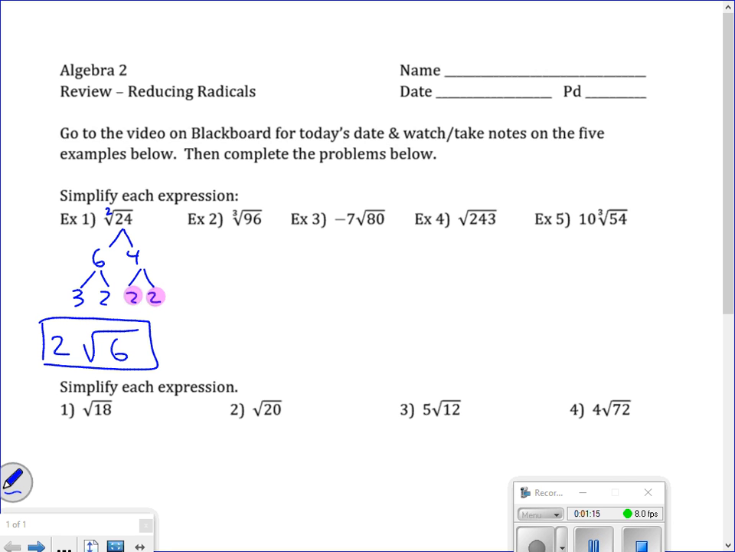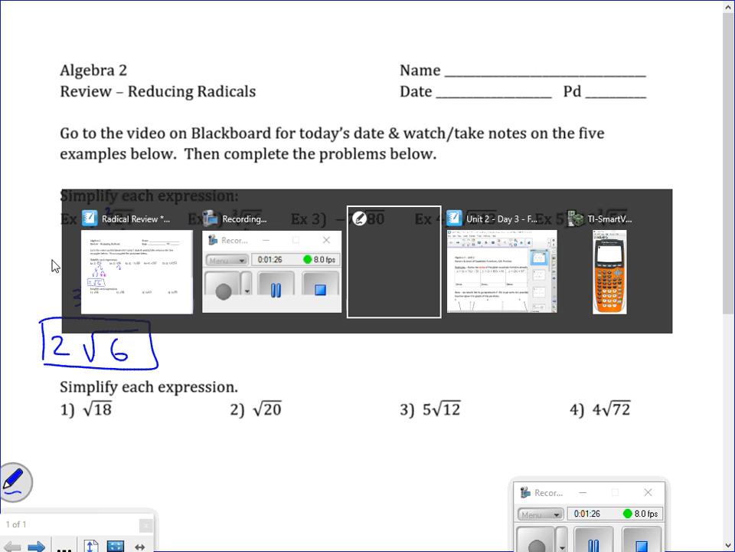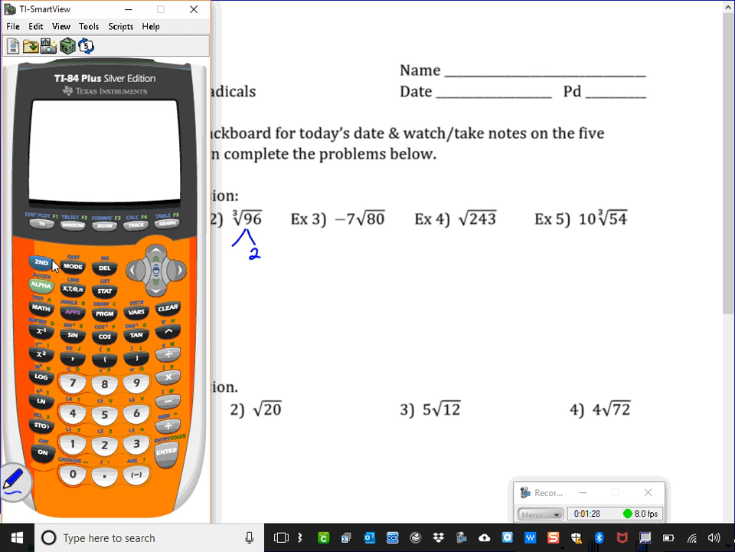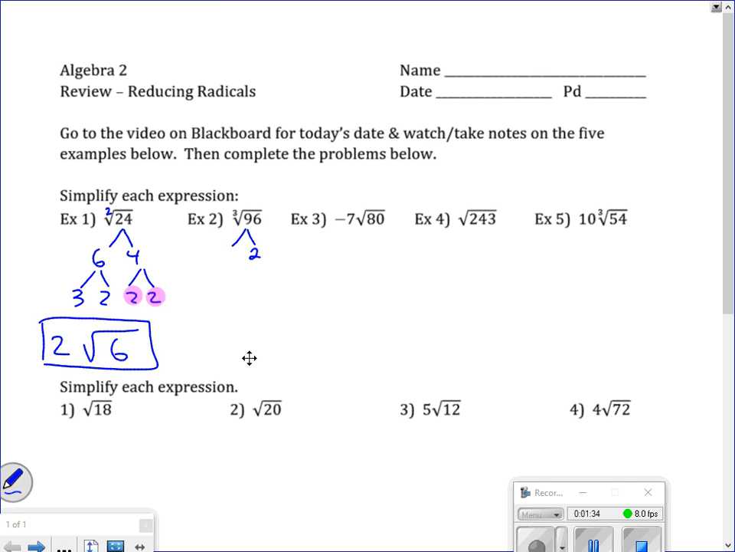All right, so with example 2, 96. I'm not quite sure about 96. I know it's an even number, so I'm just going to say it divides by 2. You have your calculator with you, so 96 divided by 2, you would do that, and you say, okay, it's 48. Now it's down to a more manageable number. So 48. This time I'm looking for triples because it is a cube root.